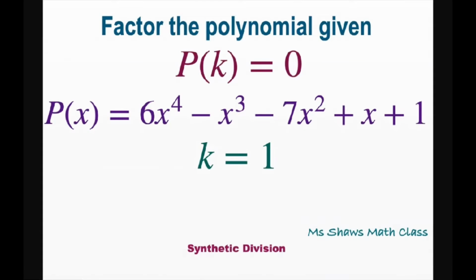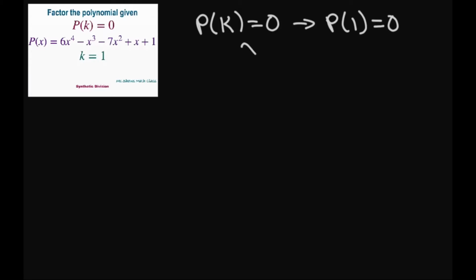We're going to factor the given polynomial, given that p of k equals 0 and k equals 1. So before we start, the fact that p of k equals 0 and k is 1 means p of 1 equals 0. That means it's a factor, so x minus 1 is a factor of p of x.